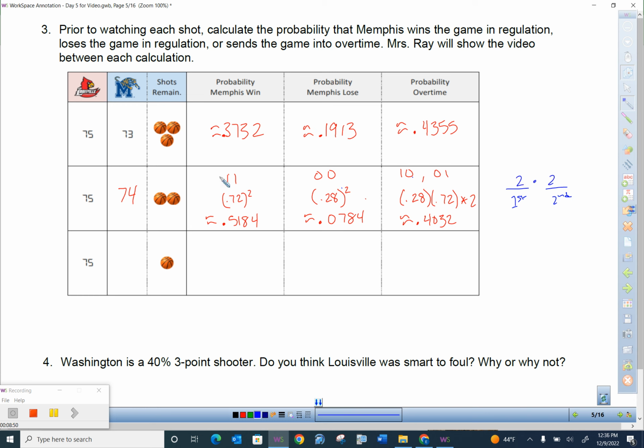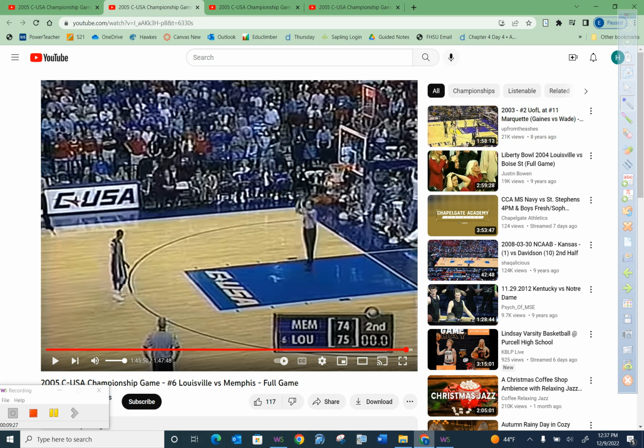Okay, so first one was the only way to win is making both of them from the last time, and that probability is pretty high since Darius is a good free throw shooter, relatively. And then probability of losing, relatively low, but overtime is pretty dang close to the winning as well. Okay, just like on last time, we can just multiply this by 2. If you wanted to add them separately, that would have been just fine. Let's go take a look at the second shot, see what happens.